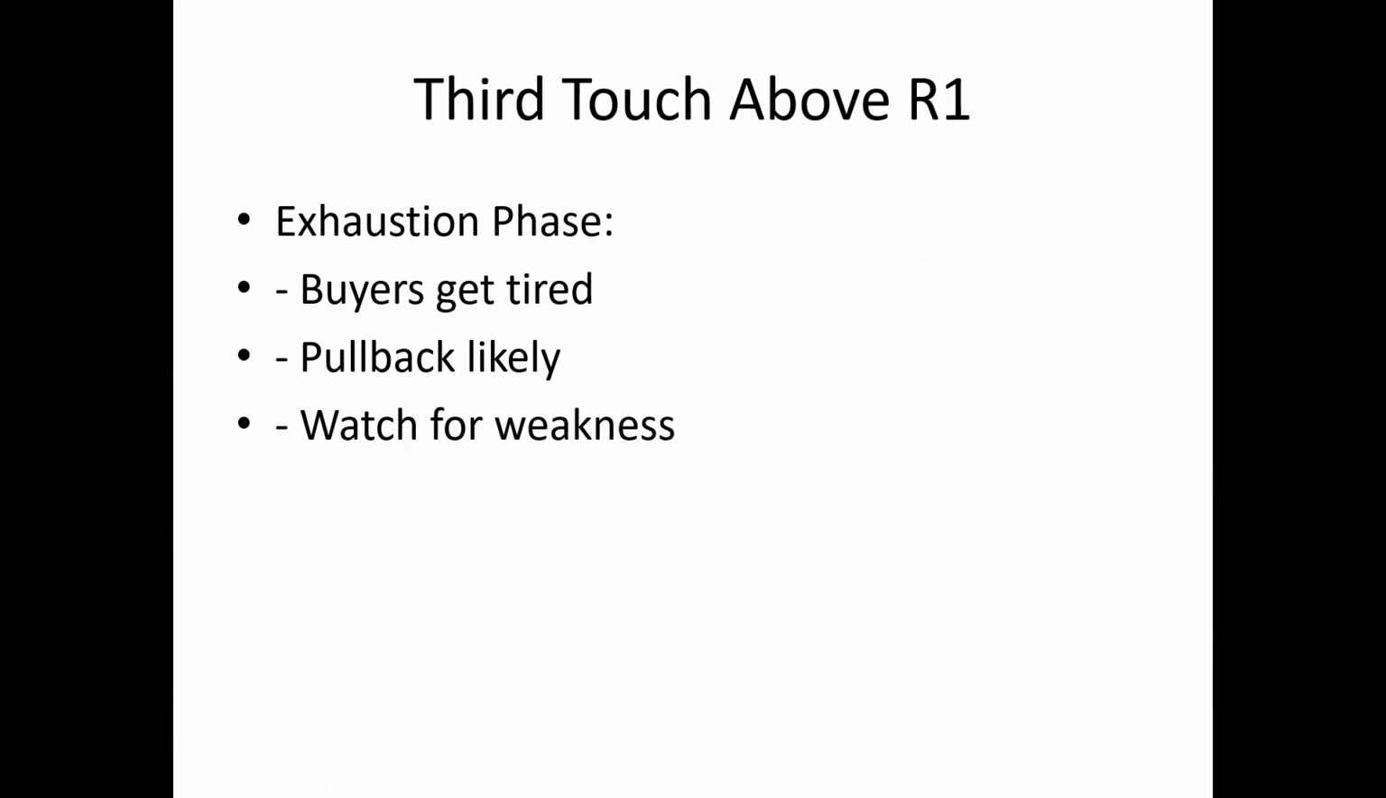Everywhere, even in the Elliott wave, there are 3 levels of rise, 3 levels of move, and 3 plus 2 is the Elliott wave combination. Even if you go to the temple, you do 3 pradakshinas, 3 rounds. So everywhere, even in nature, there are 3 rules. Like that, the third touch above R1 is an exhaustion phase, where buyers get tired and pull back lightly.